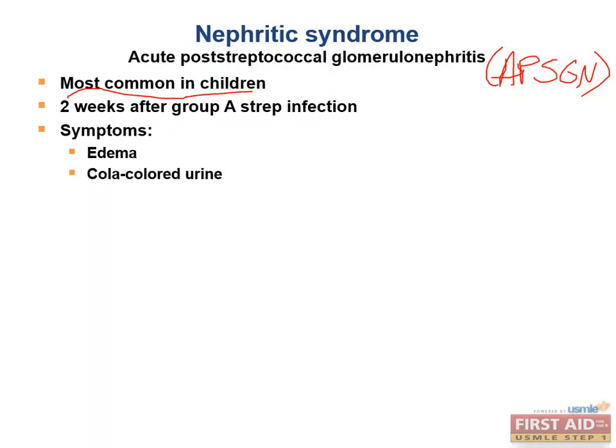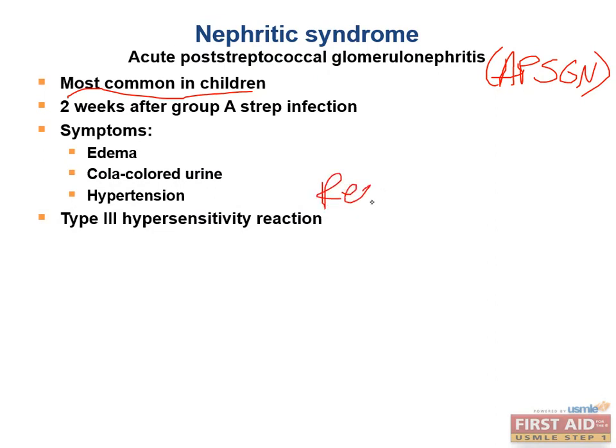cola-colored urine, hypertension, and these symptoms and the disease usually resolve spontaneously. One interesting fact is that treating strep throat with antibiotics cannot prevent this disease, unlike rheumatic heart disease, where treating with antibiotics can prevent the disease.